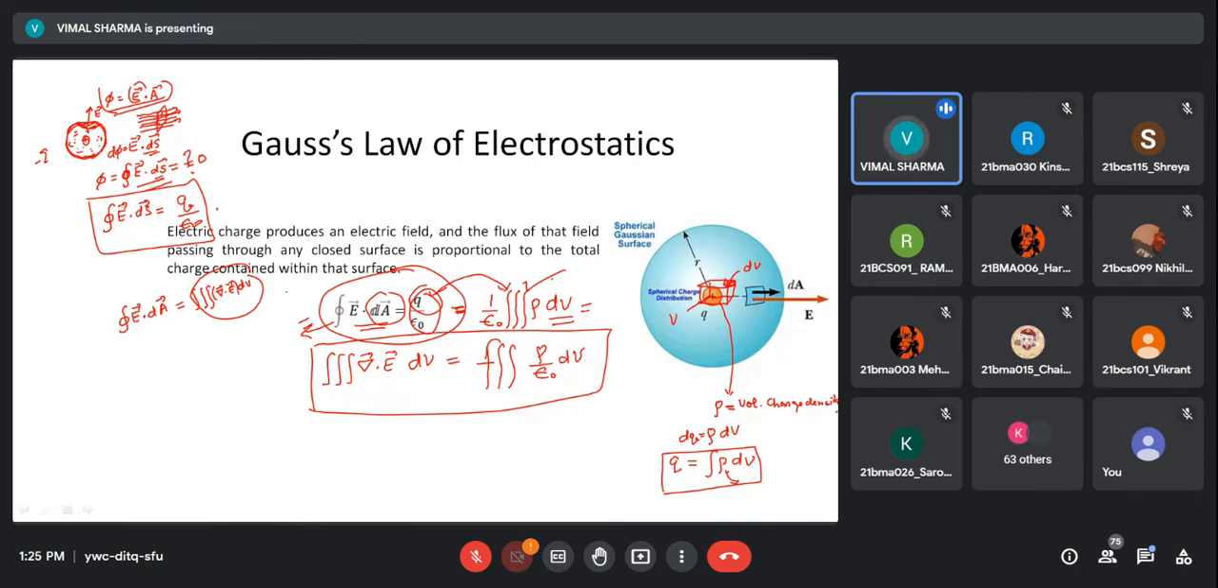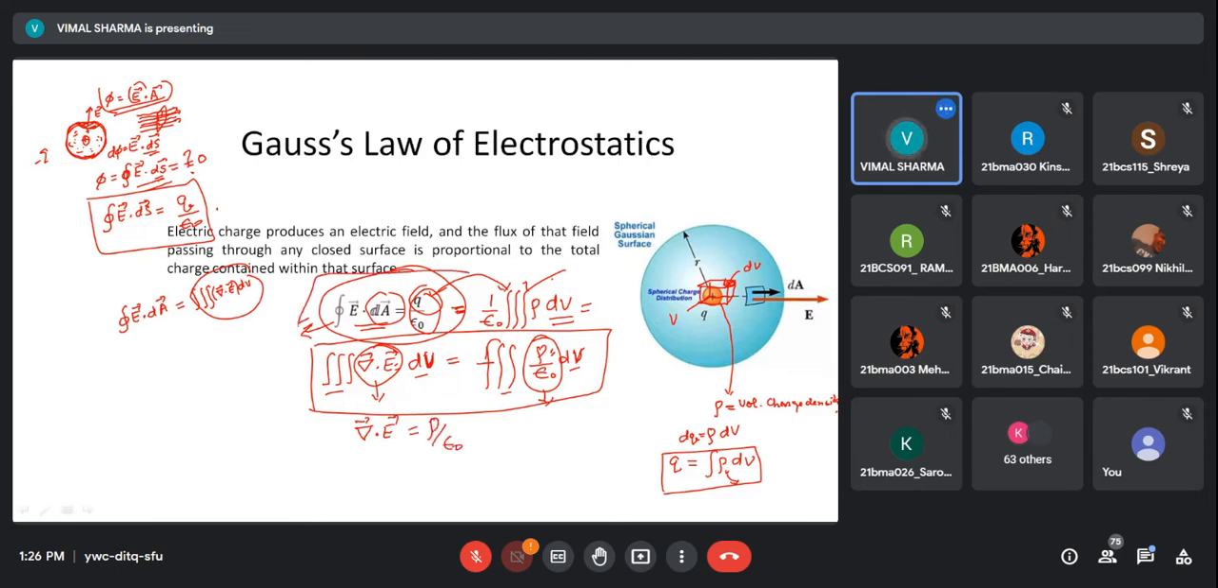And using the Gauss divergence theorem to write the left hand side, which is this integral, in the form of volume integral. So I have volume integral on both sides, and this is the integrand on the left hand side, and this is the integrand on the right hand side. As volume dV is arbitrary, we can equate integrands on both sides. So I can write that divergence of E is equal to rho divided by epsilon naught.